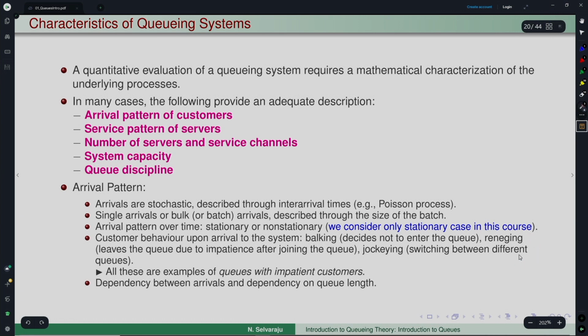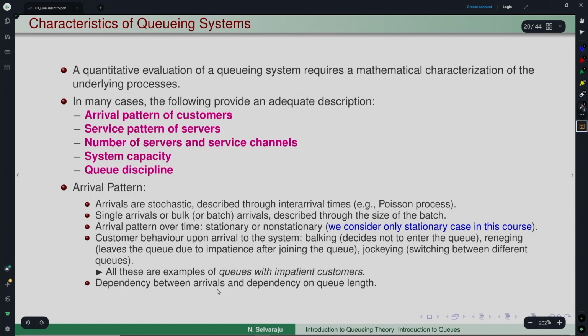All these phenomena can be broadly grouped under customer impatience. But in the first two cases he is actually abandoning, so that could also be called queues with abandonments. The third one is he is not really abandoning the system, but he is abandoning a particular queue. That is a little bit finer if you want to look at it. But all three of them fall under the case of impatience.